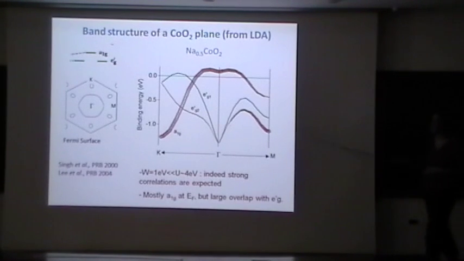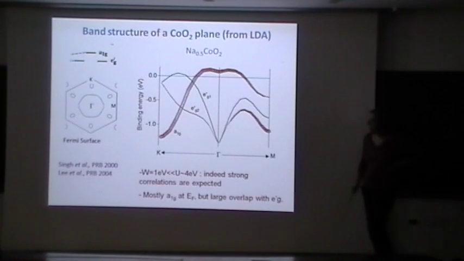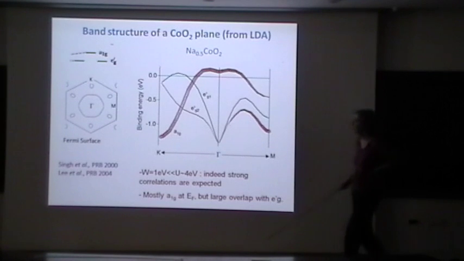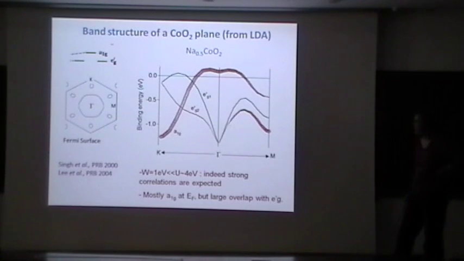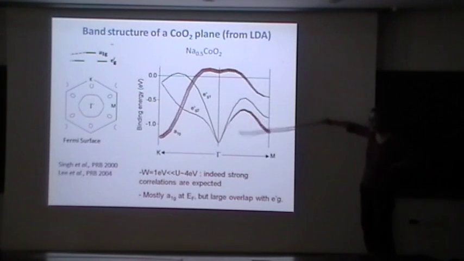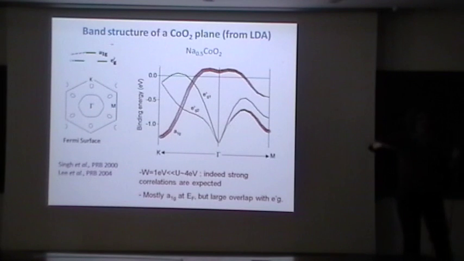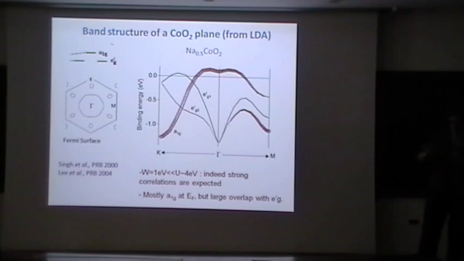Okay, so now in the solid, we will have dispersion of these states. So this is a band structure that was calculated by LDA by David Singh, for example, in 2000. And so probably the first thing to notice here is that this is a very narrow band, so just 1 eV. And this is really due to this face-sharing configuration of the octahedra, where the overlap between two cobalt neighboring sites is not very favorable.